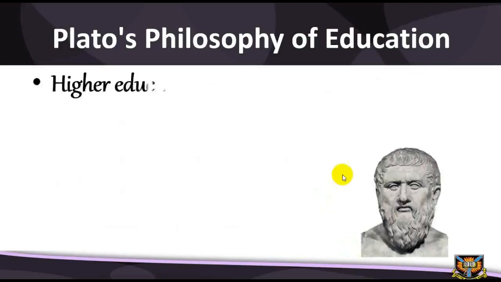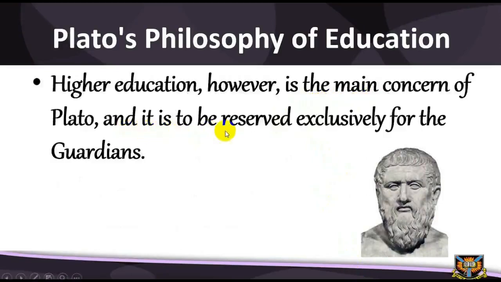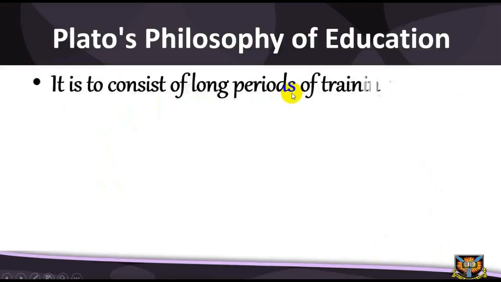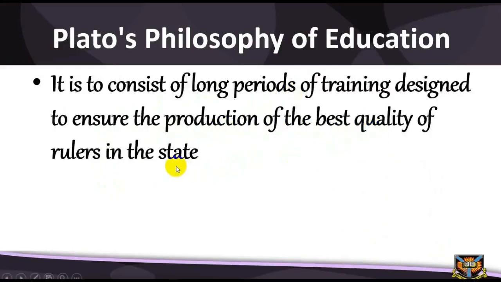Higher education, however, is the main concern of Plato, and it is to be reserved exclusively for the guardians. It is to consist of long periods of training designed to ensure the production of the best quality of rulers in the state. It is to include 10 years drill in mathematics and 5 years in dialectics, both of which are meant to lead the soul into the world of forms and towards the ideal of the good itself.